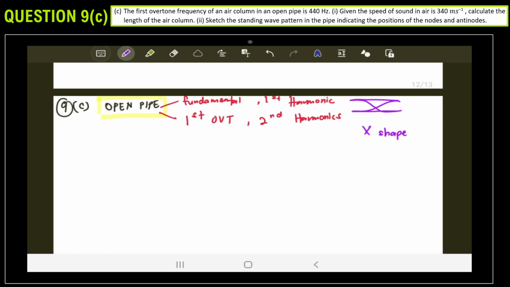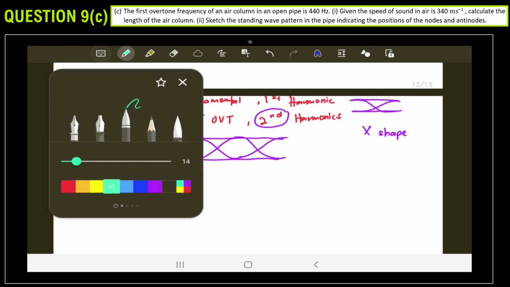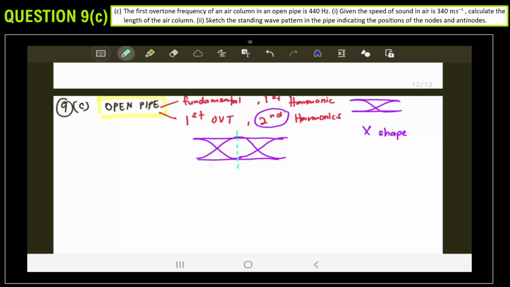So how about the pattern of the standing wave for the first overtone and second harmonic? For the first overtone, remember it's equal to the second harmonic. So you have to draw the X shape two times. Look here, we have the first X shape, 1 and 2. Here we have the first X shape and the second X shape.